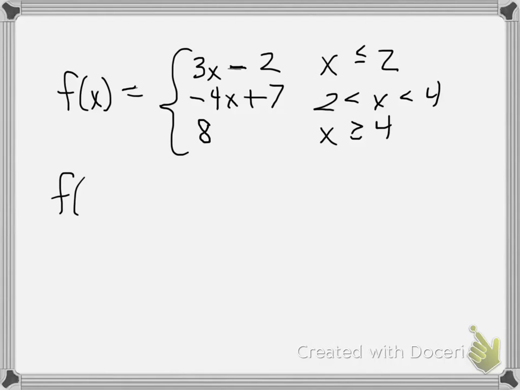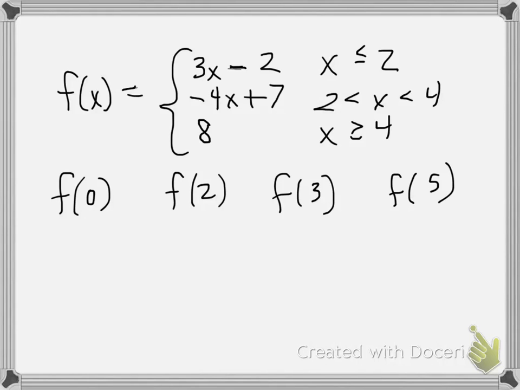All right, so let's look at a couple of possible function evaluations. Let's take f of 0, f of 2, f of 3, and f of 5. Okay, so let's try to solve these. So f of 0, well, that means x equals 0. So if x equals 0, which function do I want to use? Well, 0 is less than or equal to 2, so I'm going to want to use this function right here.